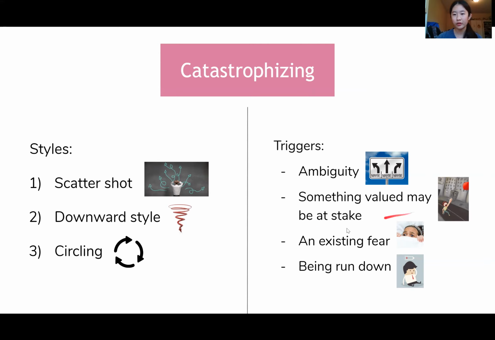The next trigger for catastrophizing is if you have an existing fear already. So, for example, if you have a fear of heights, then you might not want to go on a roller coaster with a really high drop because you might be like, oh my gosh, that's way too high. I'm literally going to die of fright. So sometimes when we have an existing fear already, we'll catastrophize about that.